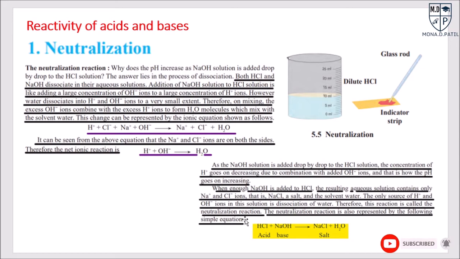The neutralization reaction is also represented by a simple equation, and from this equation we can immediately come to know about the neutralization. So neutralization is nothing but acid plus base. It may be a strong acid and a strong base, and then we can obtain salt and water. Here we have taken a strong acid, HCl, hydrochloric acid, and here a strong base like sodium hydroxide. And from this reaction, sodium chloride, a common table salt, can form plus water. So this is actually the neutralization reaction.